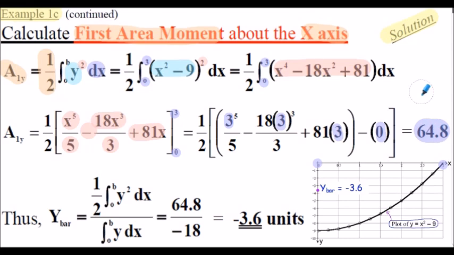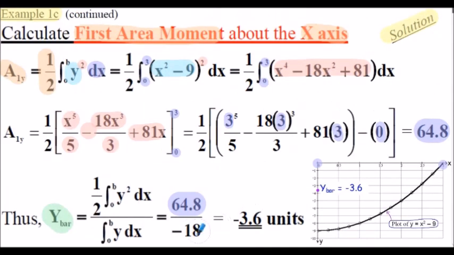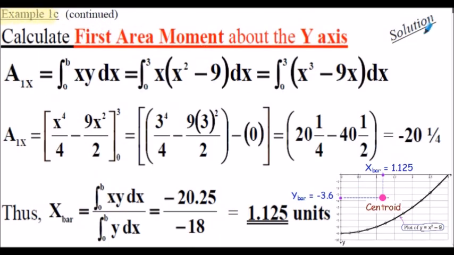It's 64.8. So we can now calculate the y bar. It's the first area moment divided by the cross-sectional area, which we calculated to be negative 18, shown here. So the y bar is negative 3.6 units. So negative 3.6 on the y is the location of the y bar, but of course to define the centroid of this area under the curve, we need to calculate the x bar, which we will undertake on the following slide. So example 1c, solution continued.